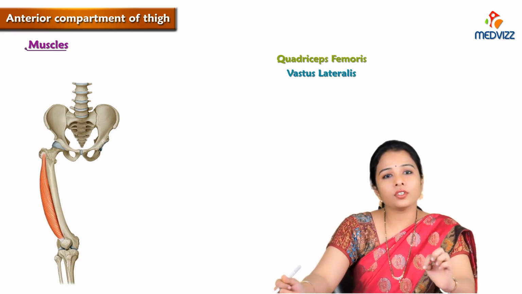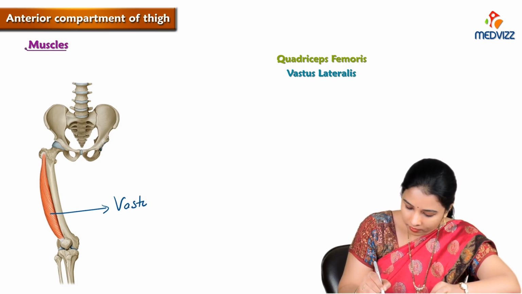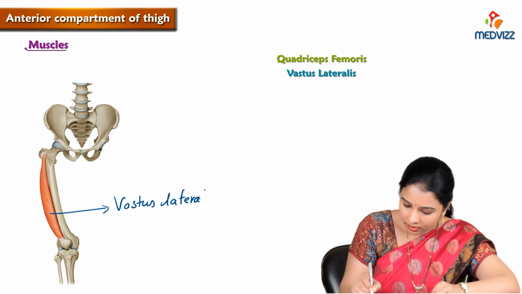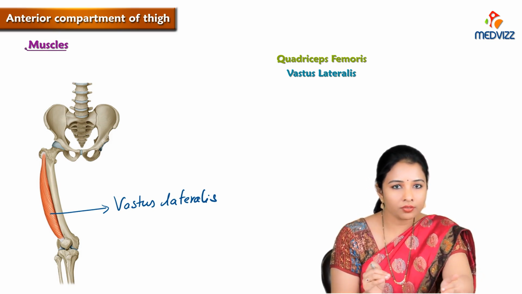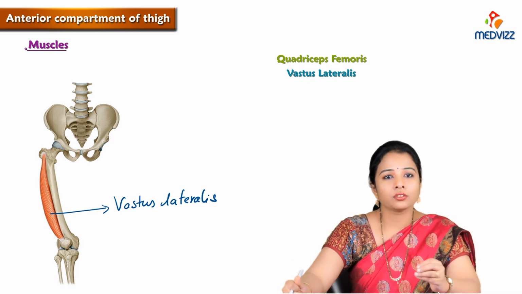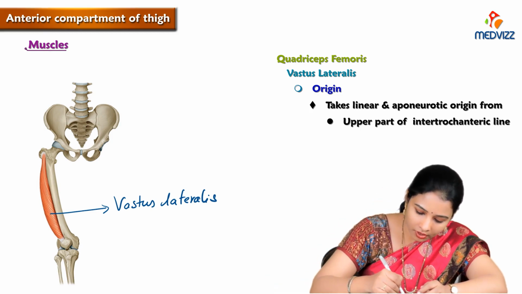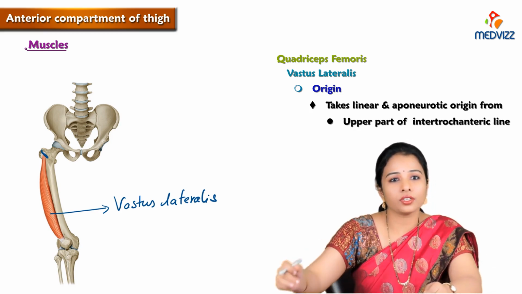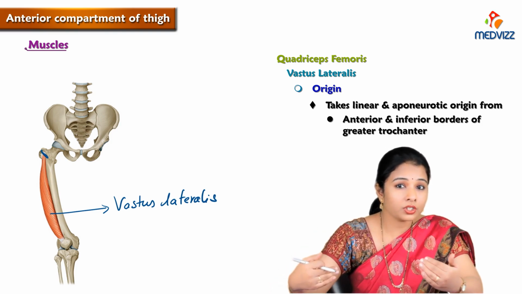So the next head of the quadriceps femoris is vastus lateralis. This is vastus lateralis muscle. So remember, all the vasti, they get origin from the femur and they all get inserted into the patella. So it takes a linear and aponeurotic origin from upper part of the intertrochanteric line. So this is the upper part of the intertrochanteric line, it gets origin, and the anterior and inferior borders of the greater trochanter also, and continues with posterior origin.